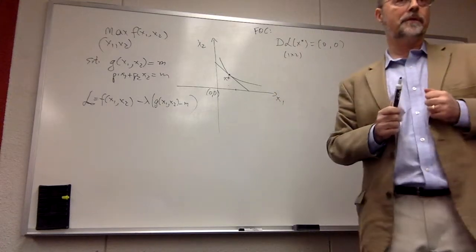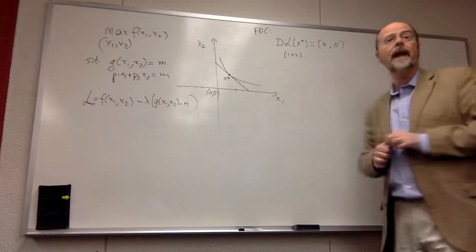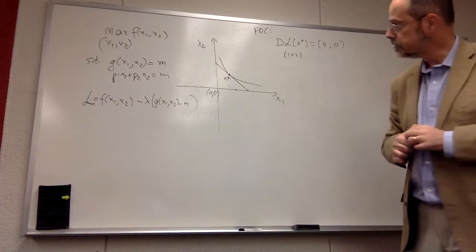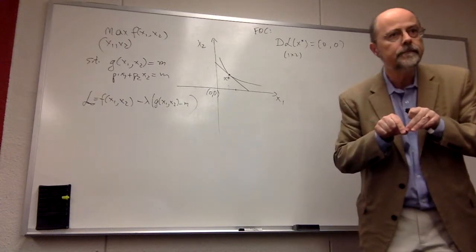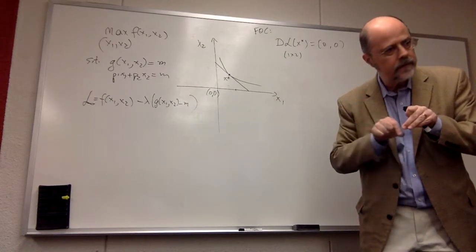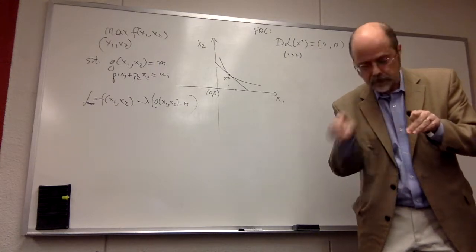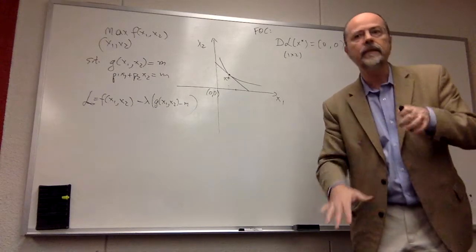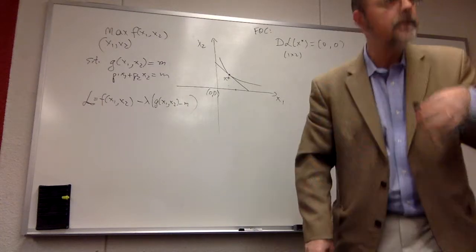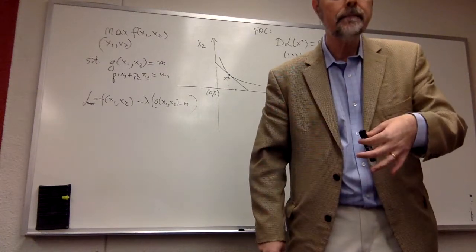How about the second order condition? In the second order condition without a constraint, I was at the top of the hill, and in every possible direction I went, making a little step, I was going down. That was what the negative definite Hessian matrix meant.